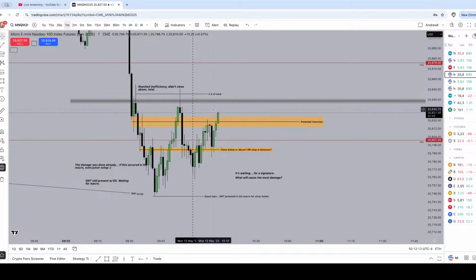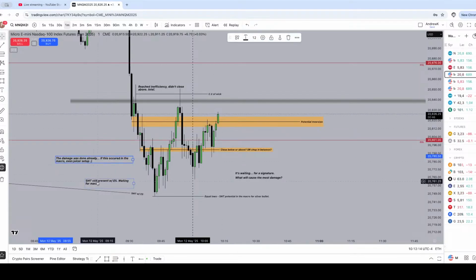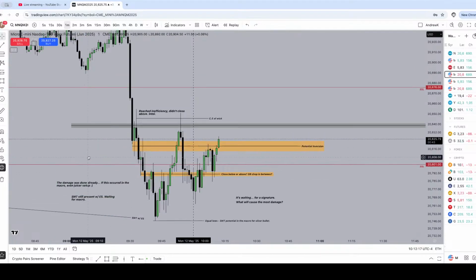Now we're getting displacement. Keep this in mind. We trade what's offered to us.